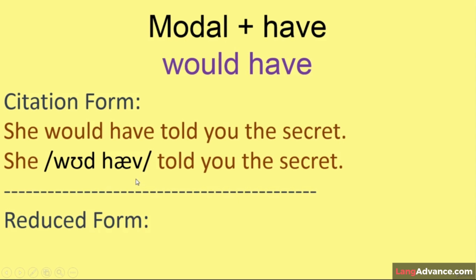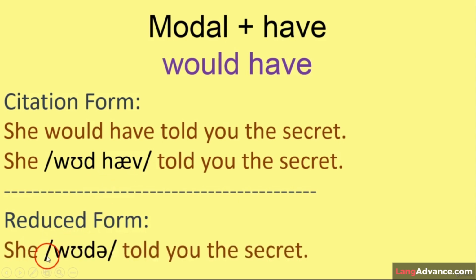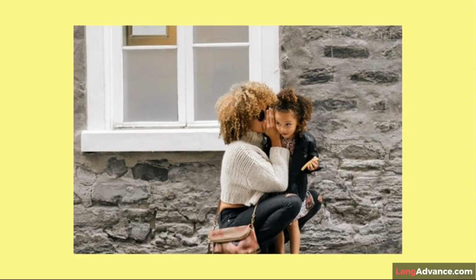In reduced form, we do not say would have. We say woulda. Would stays the same, but have is reduced to the schwa and sounds like woulda. She woulda told you the secret. Repeat. She woulda told you the secret. She would have told you the secret.